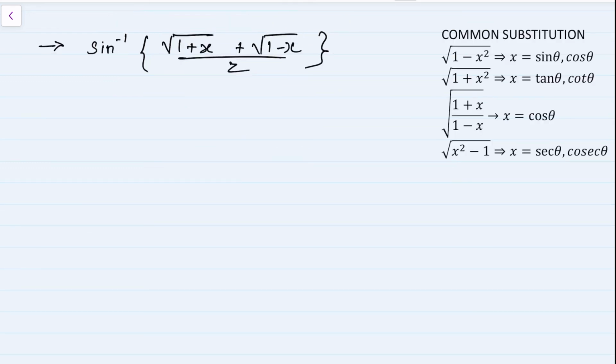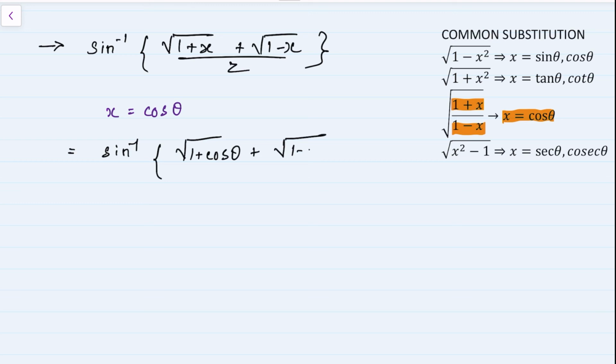Let us see our next sum, sine inverse of, inside the bracket we have root of 1 plus x plus root of 1 minus x by 2. Again, by seeing the right hand side, for the common substitution we can use 1 plus x and 1 minus x. Substitution for 1 plus x and 1 minus x. There is only one substitution, and that is x equals to cos theta. So here we will substitute x is equals to cos theta. So by substituting, the next step would be inside the bracket we will get root of 1 plus cos theta plus root of 1 minus cos theta whole by 2.